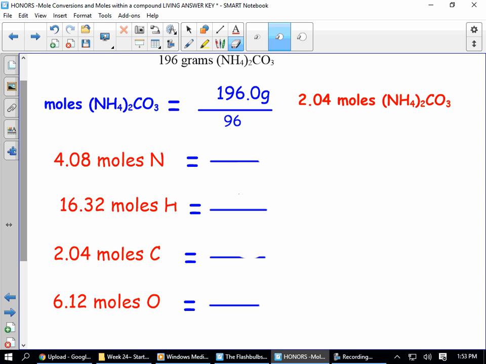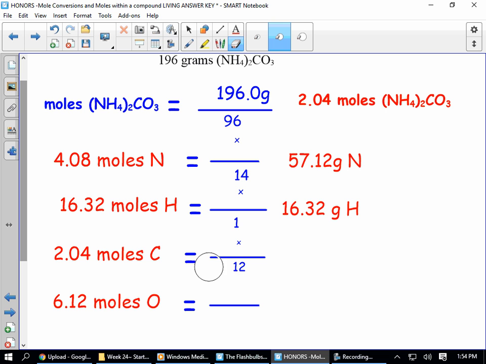Hopefully everybody understands that. Now, I want to know the mass. How many grams is 4.08 moles of nitrogen? X over the formula weight for 1 nitrogen. Multiply those together and you're looking at 57.12 grams of nitrogen. Hydrogen, X over 1. Multiply, you're looking at 16.32 grams of hydrogen.